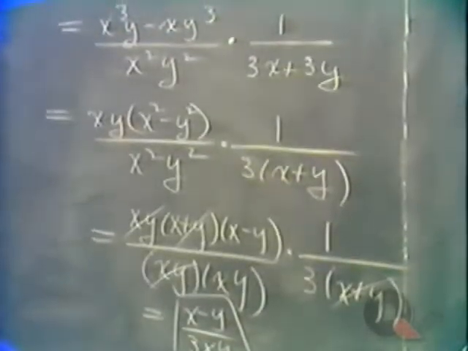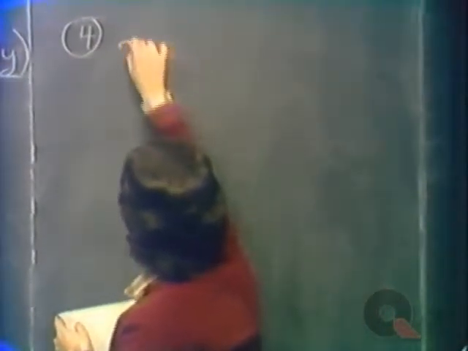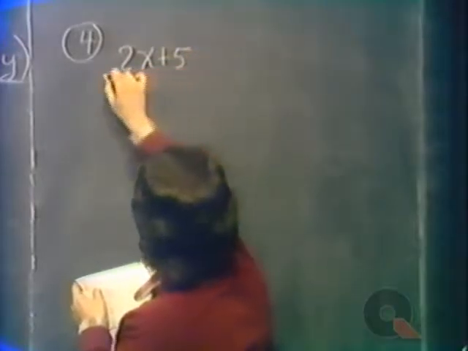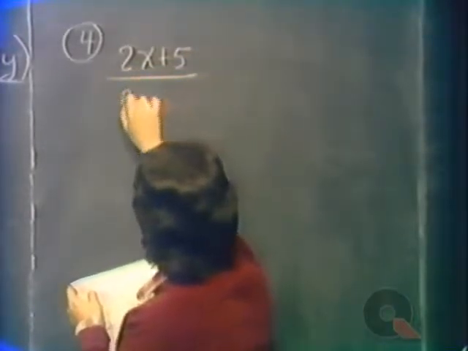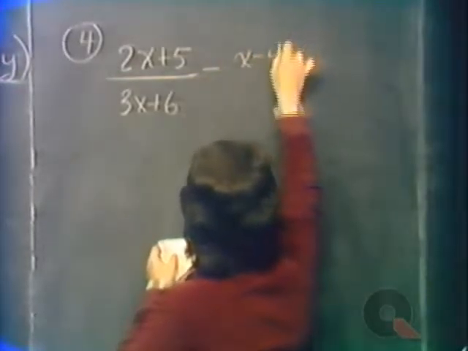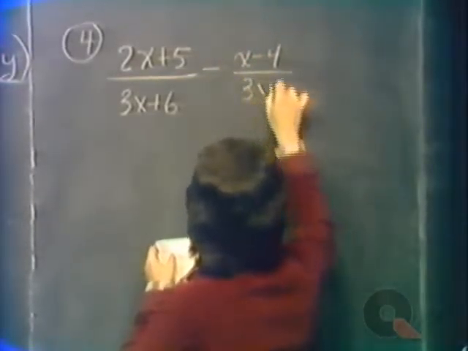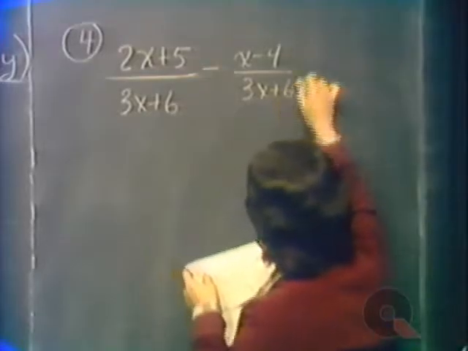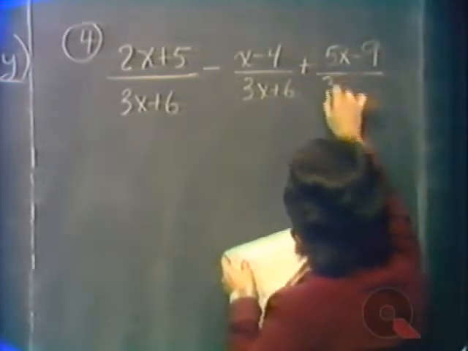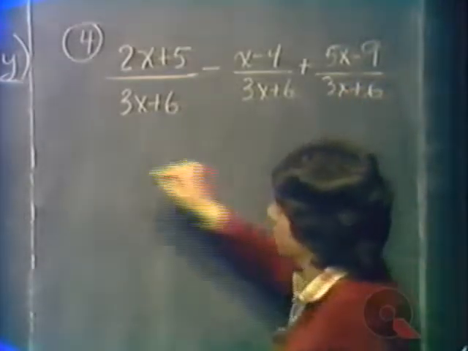Okay, we've seen some examples with multiplication and division of fractions, and now let's work with addition and subtraction of fractions. We would like to perform the indicated operations here: 2x plus 5 over 3x plus 6, minus x minus 4 over 3x plus 6, plus 5x minus 9 over 3x plus 6.